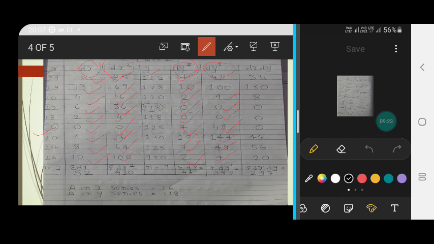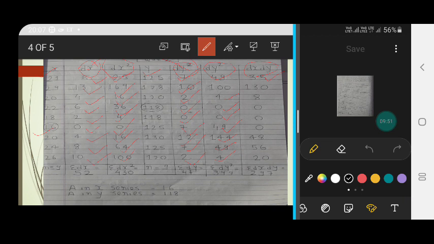Okay. Now what's the next column? dx dy. How are we going to calculate the values of dx dy? We just have to multiply the dx column into the dy column. Okay. So what's the first value in dx? 5. What's the first value in dy? 7. So we will simply do 5 into 7. So we are going to get 35.